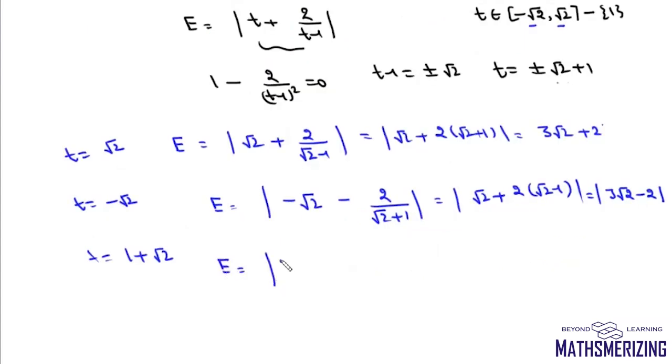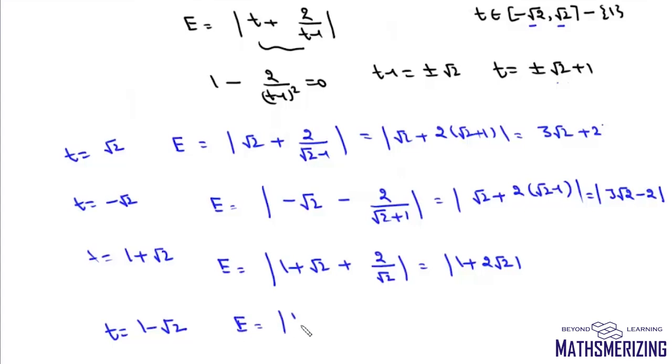we'll get this E as 1 plus root 2 and then plus 2, and t minus 1 is simply root 2. So it will be this 1 plus 2 root 2, and if we take t as 1 minus root 2, we'll get this E as 1 minus root 2, and here will be this 2 upon minus root 2. So it will be this 2 root 2 minus 1.